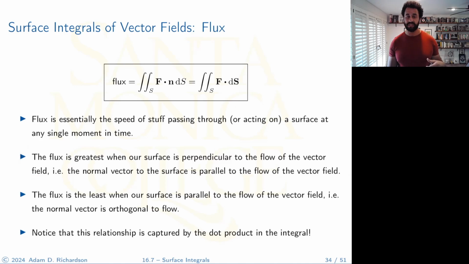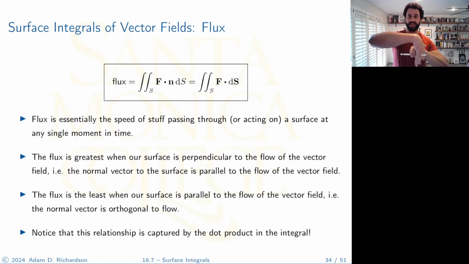Naturally, the flux is the greatest when our surface is perpendicular to the flow of the field. Think about the fishing net example. If you've got a fishing net like this, then the flux is going to be the greatest when the vector field is flowing perpendicularly to the net. So flux will be the greatest when that's the case.